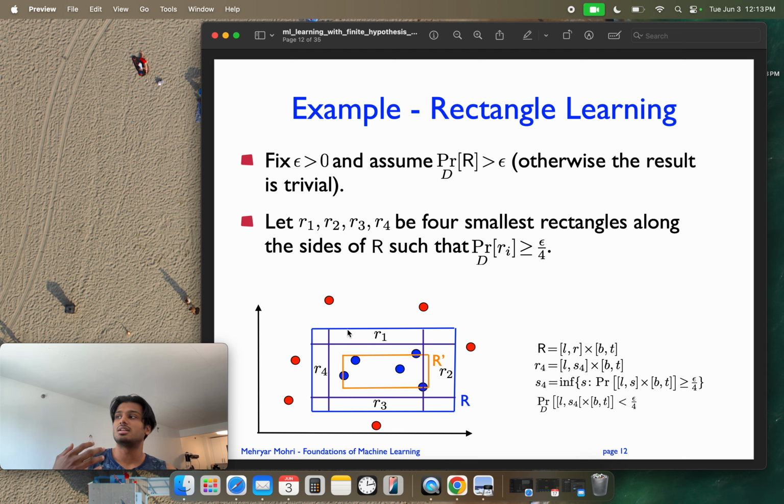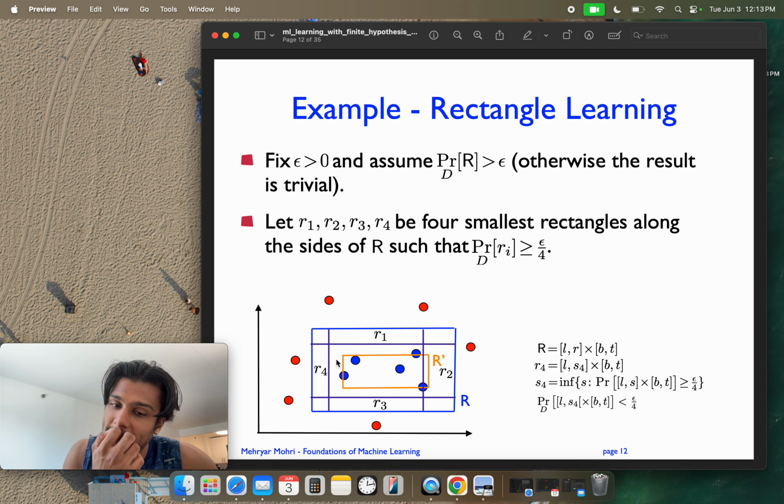The only reason we write it this way, that this is the smallest rectangle for which the probability is greater than epsilon by 4, is because the distribution need not be continuous, right? It could have jumps or whatever. But if it were, let's say, a smooth continuous distribution, then the probability of this region will be epsilon by 4, because the smallest is essentially the one which gives you epsilon by 4, whatever.